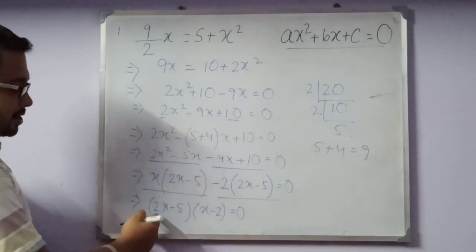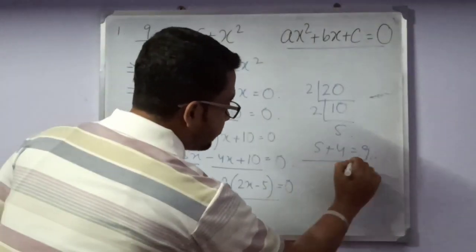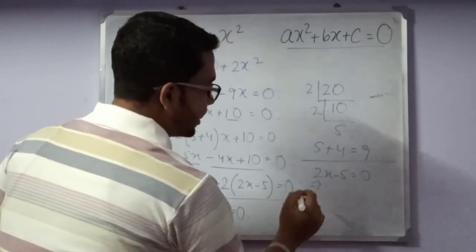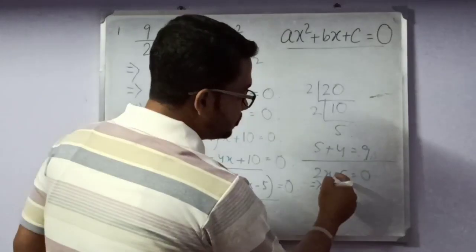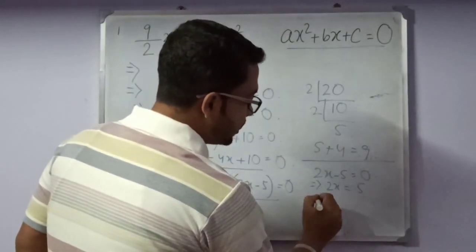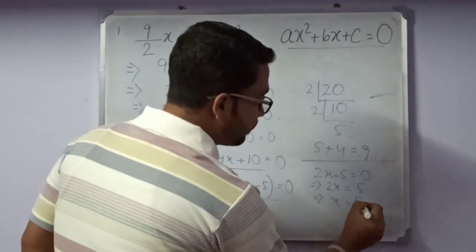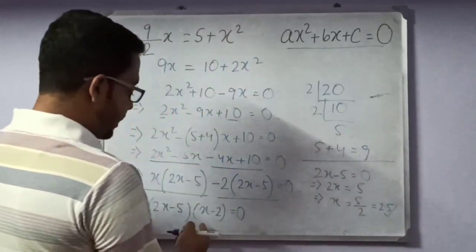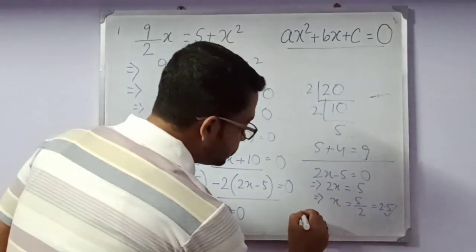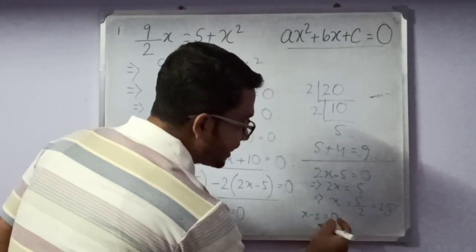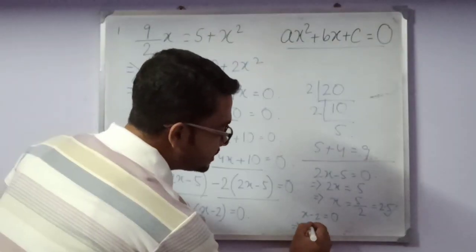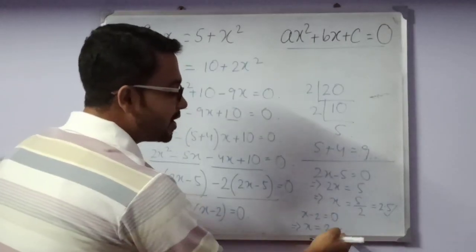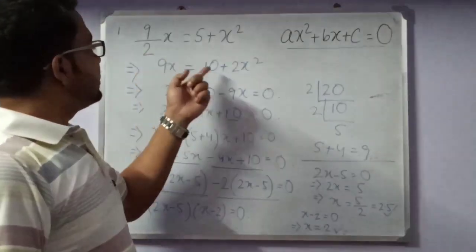So now we can write 2x minus 5 is equal to 0. From here we can write 2x is equal to 5, this 5 goes to this side as plus 5, and x means 5 upon 2, or we can write 2.5. This is my one root. Another root: x minus 2 is equal to 0. We got another root from this part, so x is equal to plus 2. So these two are the values of x, and these two are called the roots of this quadratic equation.